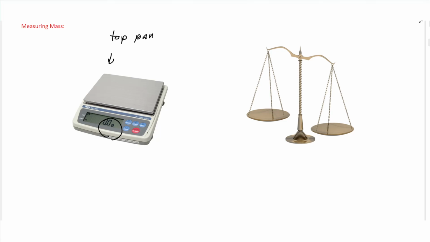For a beam balance, you have specific weights to use, which means it's not very accurate, but it is not affected by gravity. A top pan balance is affected by gravity, but a beam balance is not affected by gravity. So it's better when you're not sure if the gravity field strength is the same. For example, if you want to measure mass on another planet or on the moon, you would use a beam balance instead of a top pan balance.